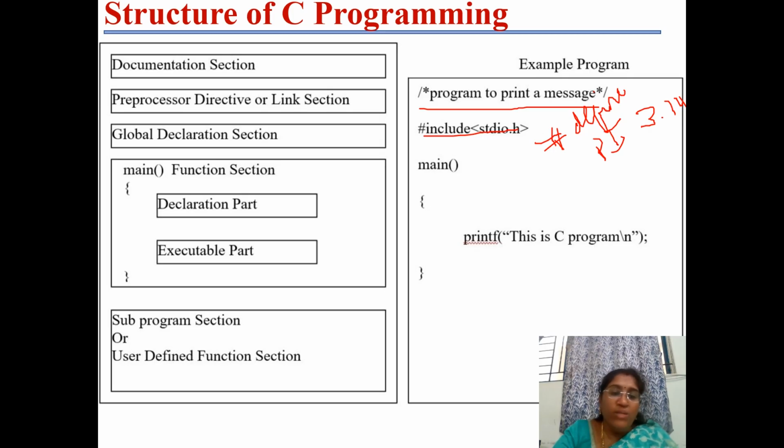The global declaration section is a section where the variables are declared globally so that they can be accessed by all the functions used in the program. It is generally declared outside the functions.